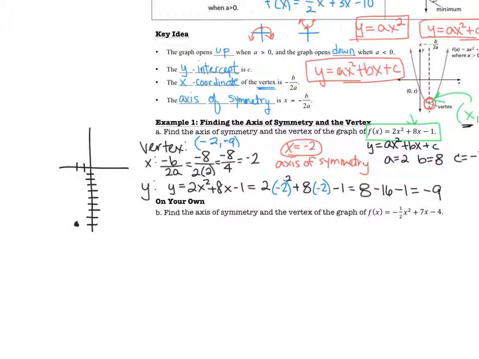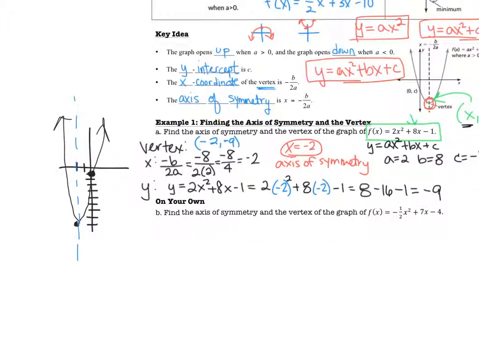And we know that it's going to cross the y-axis at negative 1, because our c value is negative 1. So let's put a point at negative 1 on the y-axis. And then we'll try to connect those and draw a parabola curve. That's the vertex, and that is not the prettiest graph, but you get the point. And the axis of symmetry is where it would fold in the middle, and we said that was x equals negative 2. So that would be this line right here. And that is your axis of symmetry.